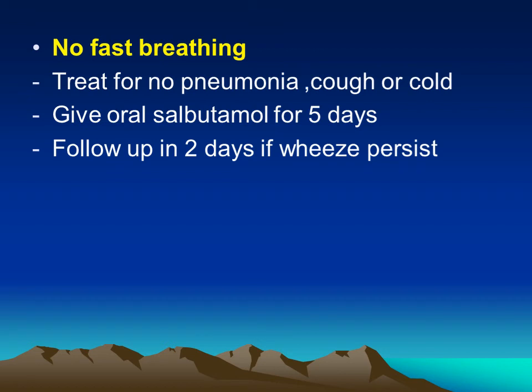So, in summary, we have 4 classifications of cough and difficult breathing for patients aged 2 months to 5 years. We get very severe disease if the patient has a danger sign. You get severe pneumonia if the patient has chest indrawing plus fast breathing, and you get pneumonia if the baby has just fast breathing. If the patient has cough and cold, with no fast breathing and no chest indrawing, we classify them as cough and cold.